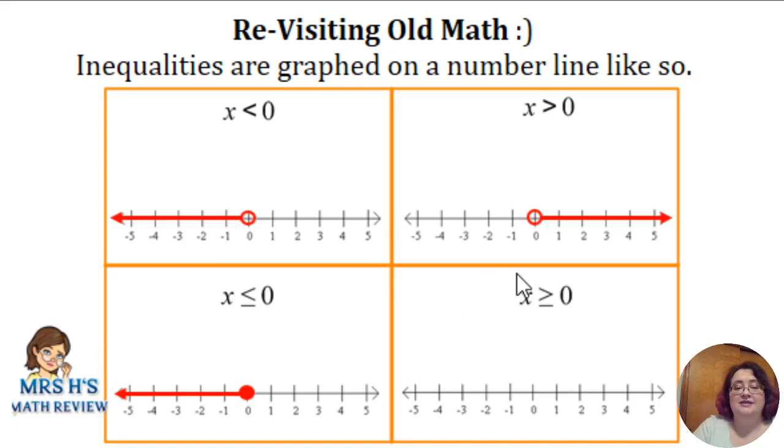Our last one, x is greater than or equal to 0. Again, or equal to means closed circle. 0 counts as a solution. And it gets to be greater than. Variable on the left, our inequality symbol is pointing to the right. So I'm going to draw my line out to the right side of that point that I made. All right, let's keep going.